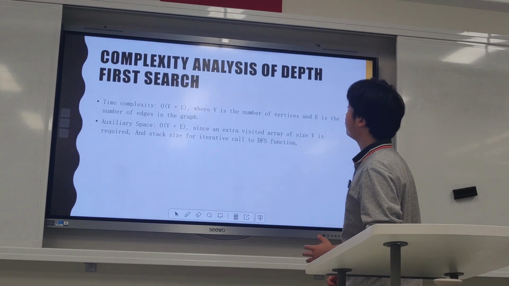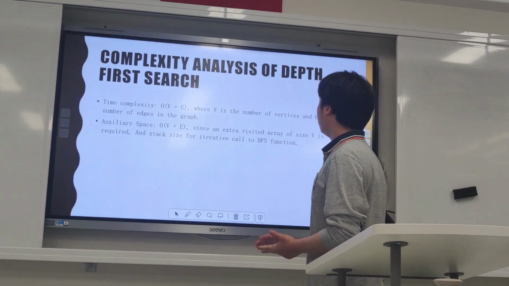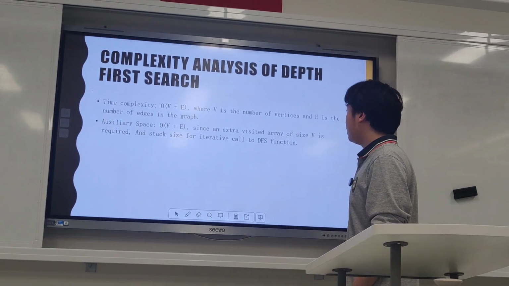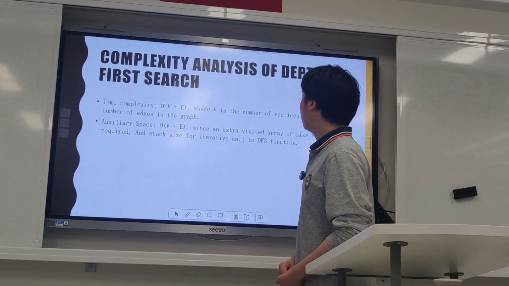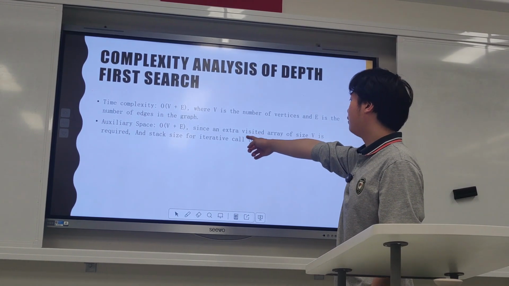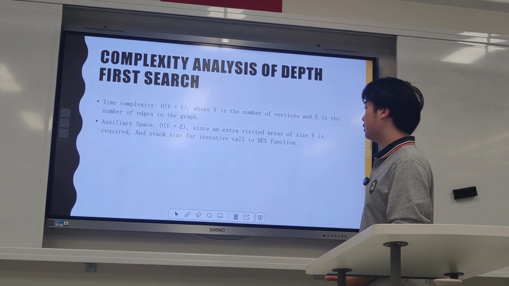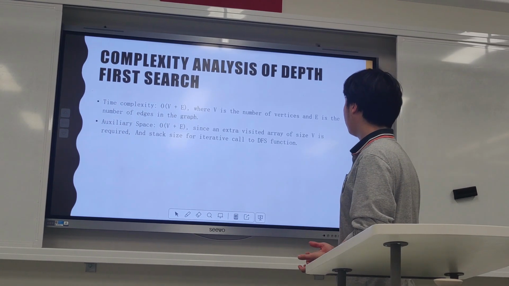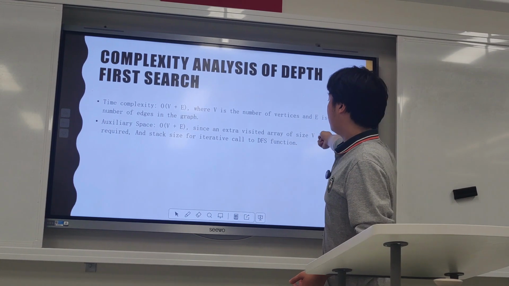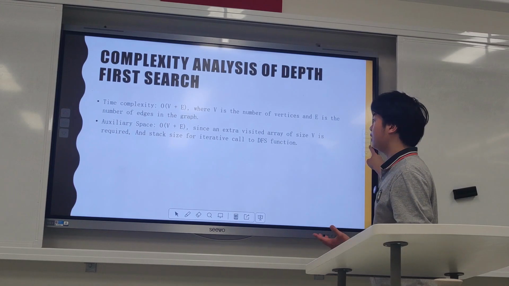Here we'll talk about the time complexity of this algorithm. It is O(V plus E), where V is the number of vertices and E is the number of edges in the graph. The space complexity is also O(V plus E), because an extra visited array of size V is required, plus the stack size for the recursive calls to the DFS function. And you also go to every place in the array once, so O(V plus E).